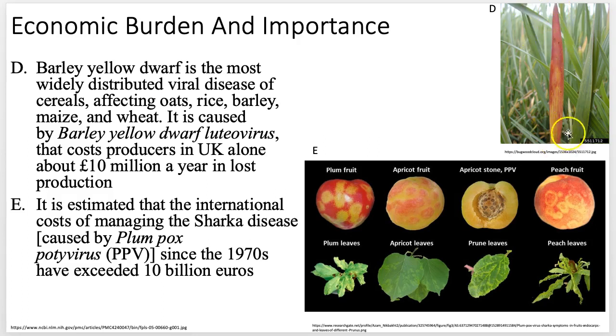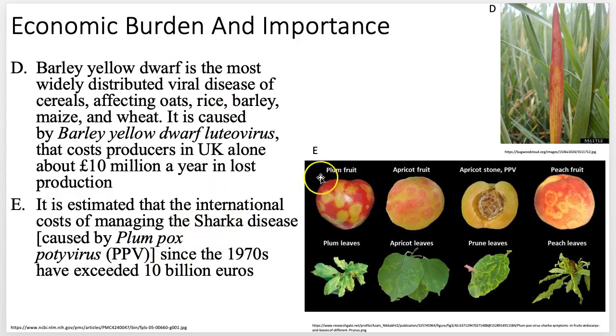So the barley yellow dwarf virus, see, it makes it yellow, and then the leaves are dwarfed, so they're a little smaller than they're supposed to be, and it's barley. So barley yellow dwarf. It's called the luteovirus. Just in the United Kingdom, it costs $10 million a year. That's crazy. It's estimated.